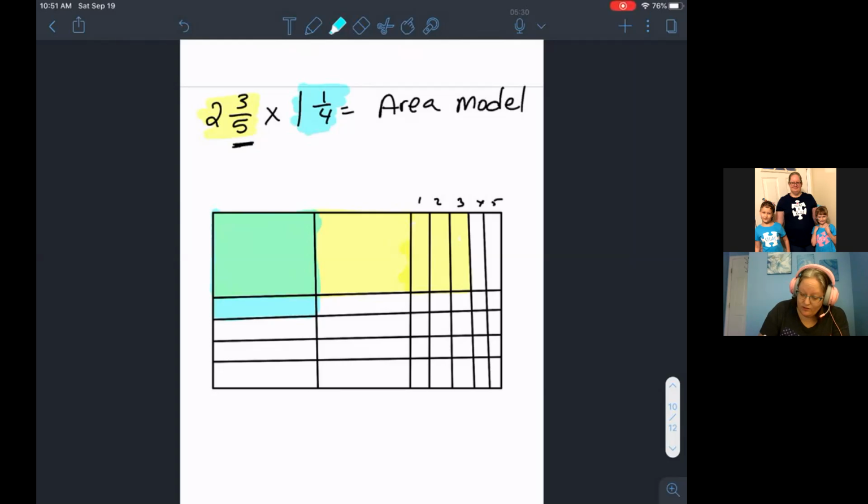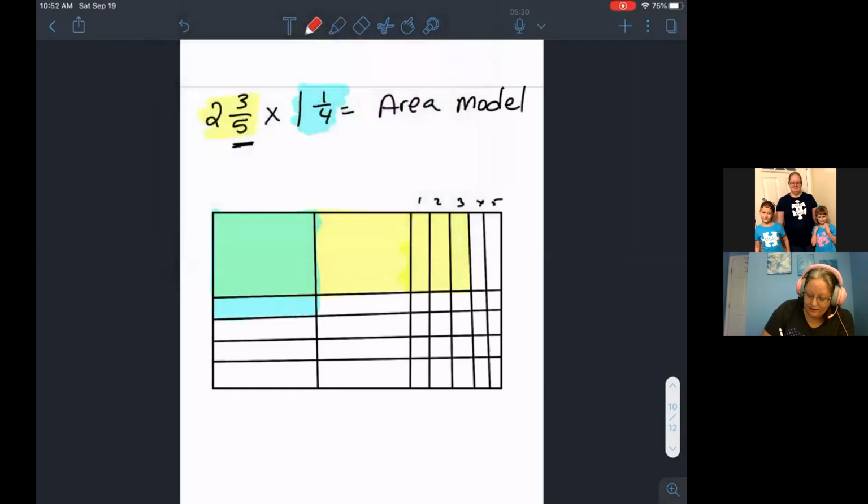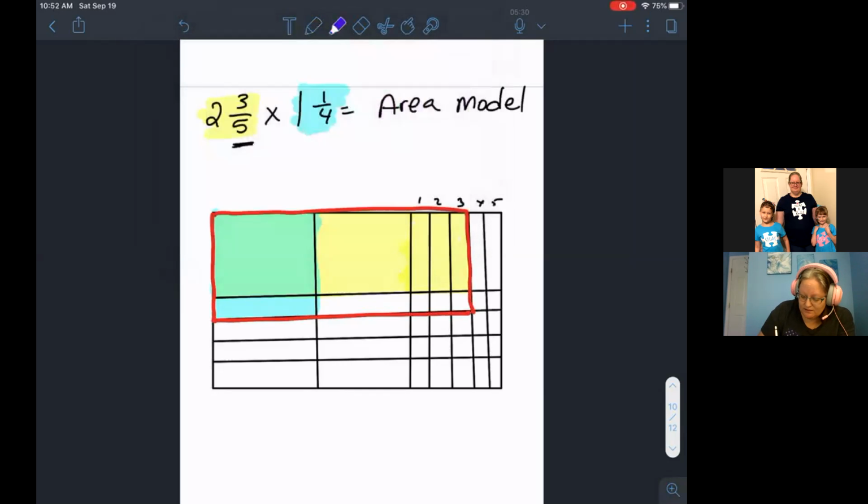So now we have our total area that we're working with, this amount right here. So we need to find everything that is inside this rectangle. So we start with highlighting everything that is included in there. So we can see what we have.